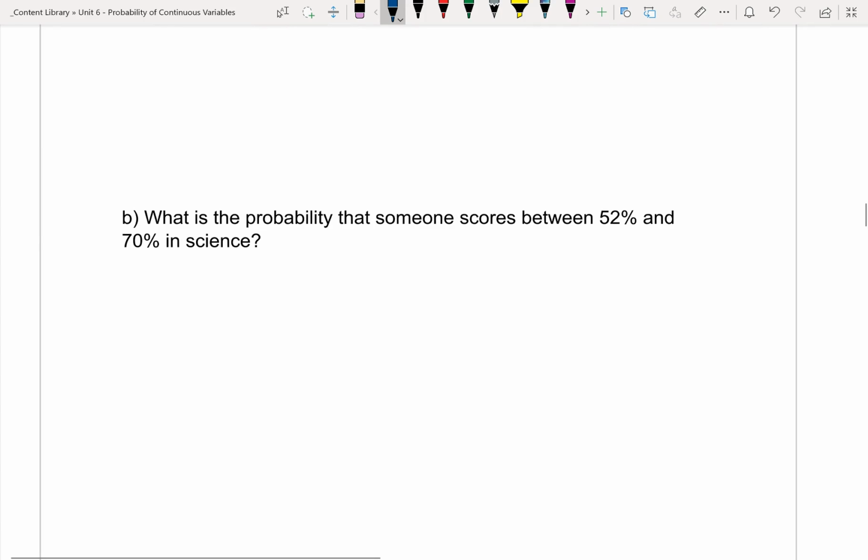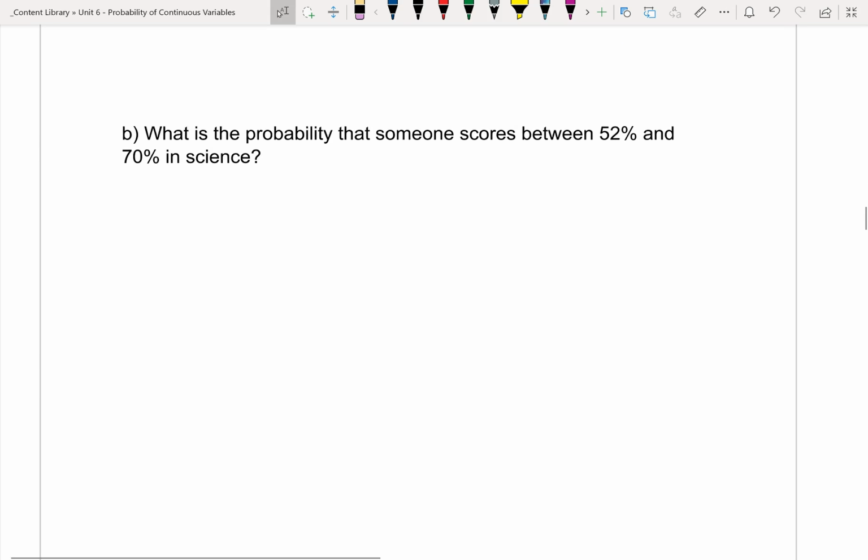If I look at B, what is the probability that someone scores between 52% and 70% in science? So again, I'm going to draw my normal distribution, just roughly drawing it. I know that I have my mean in the middle, which was 64, and I'm looking between 52 and 70%.